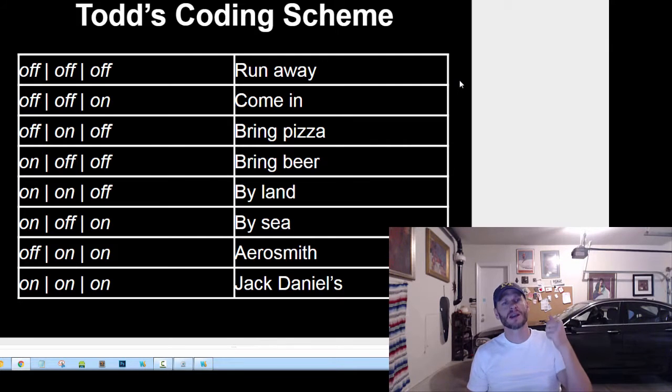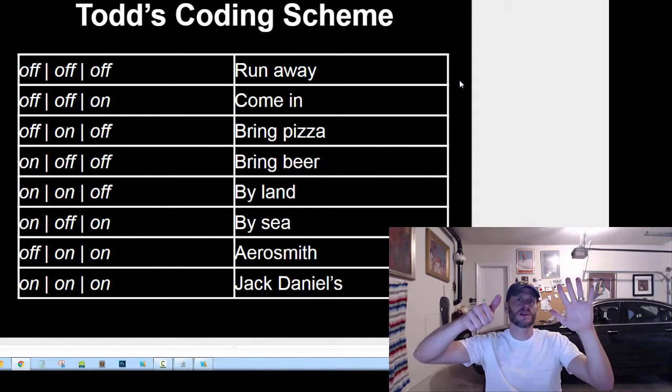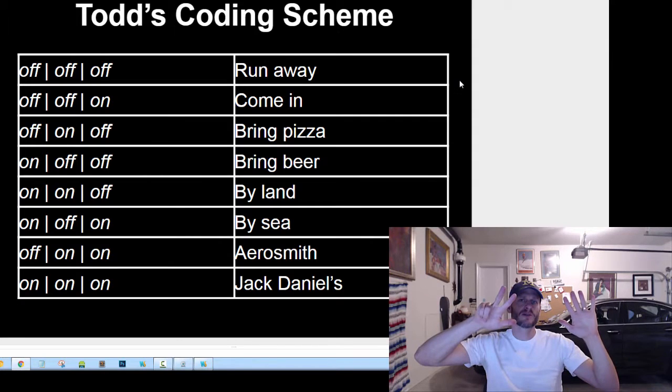2 to the power of 4 would be 2, 4, 8. 2 times 2 is 4. 2 times 2 times 2 is 8. So 2, 4, 8, 16. With 4 lights, we could convey 16. With 5 lights, we could convey 32. With 6 lights, we could convey 64. With 7 lights, we could convey 128. And with 8 lights, we could convey 256.